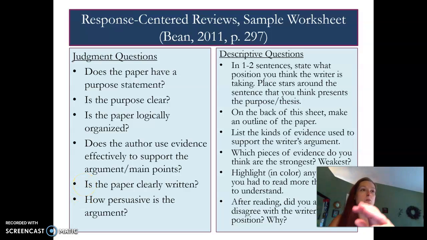So those are a lot more open-ended, there's a lot more engagement there between the reviewer and the work that they're reviewing. So I really like those descriptive questions, and those would be great to include on a sample worksheet. But even some of the judgment questions are good too. You could do a mix of the two.